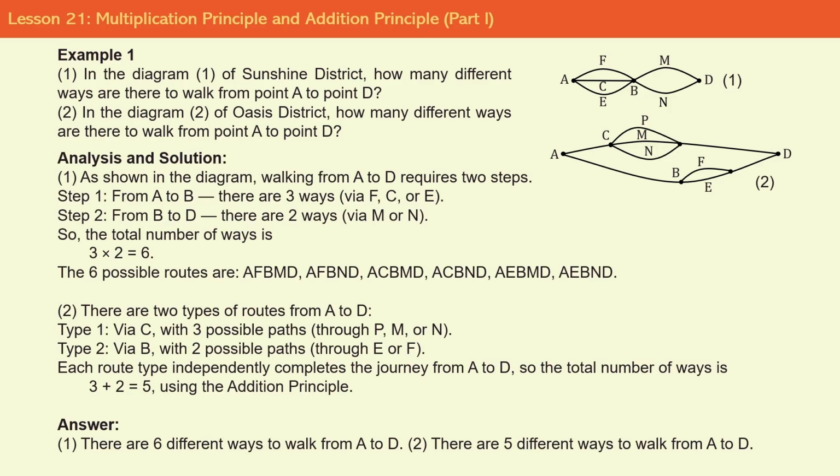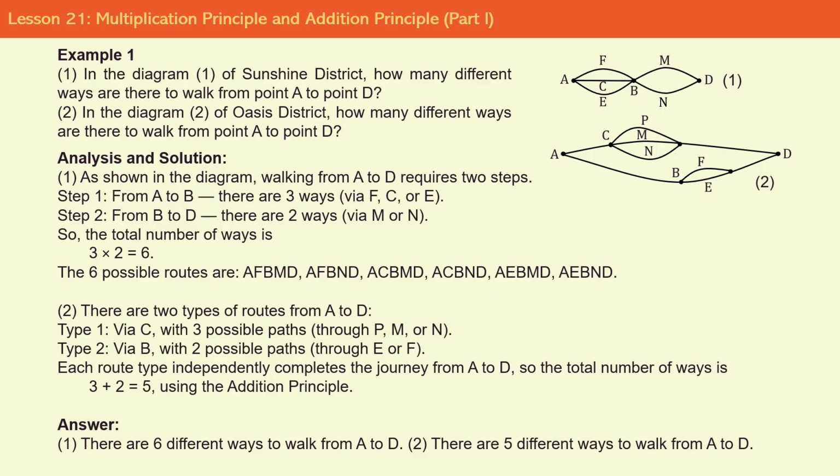For question 1, as shown in the diagram, walking from A to D requires two steps. Step 1, from A to B, there are three ways, via F, C, or E. Step 2, from B to D, there are two ways via duct M or N. So, the total number of ways is 6. The 6 possible routes are AFBMD, AFBND, ACBMD, ACBND, AEBMD, AEBND.